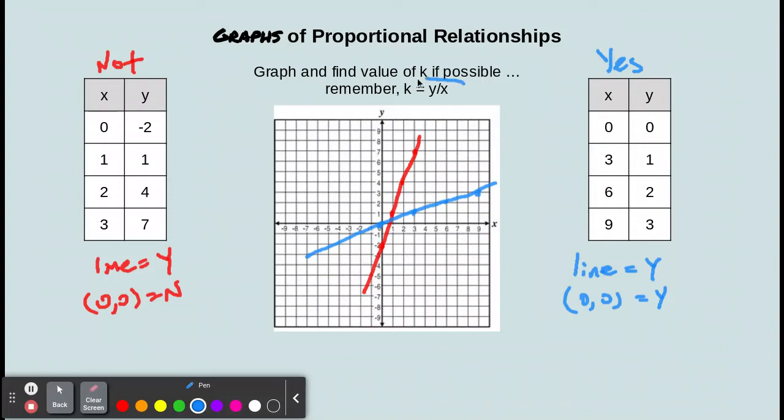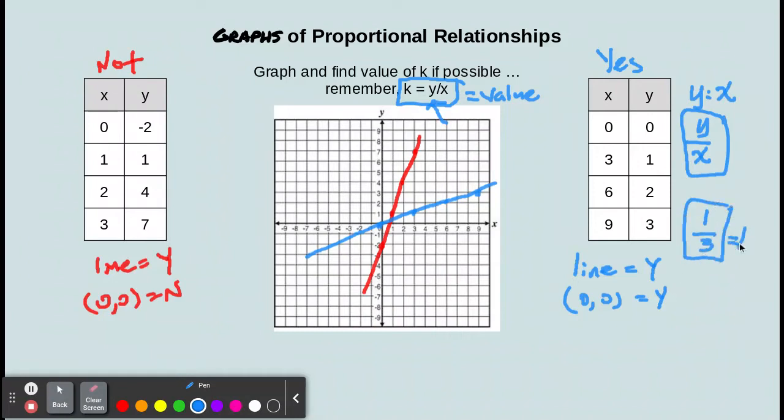What is our k? What is our constant of proportionality? What is our value of the relationship, of the ratio? Remember, y to x, y over x, right? This is what we want. So y, 1 over 3. That is our k, our y over our x. And if you notice, if you put y over x, y over x, y over x, they all have a constant of proportionality. Their value of their ratios are all the same, and it equals 1/3.